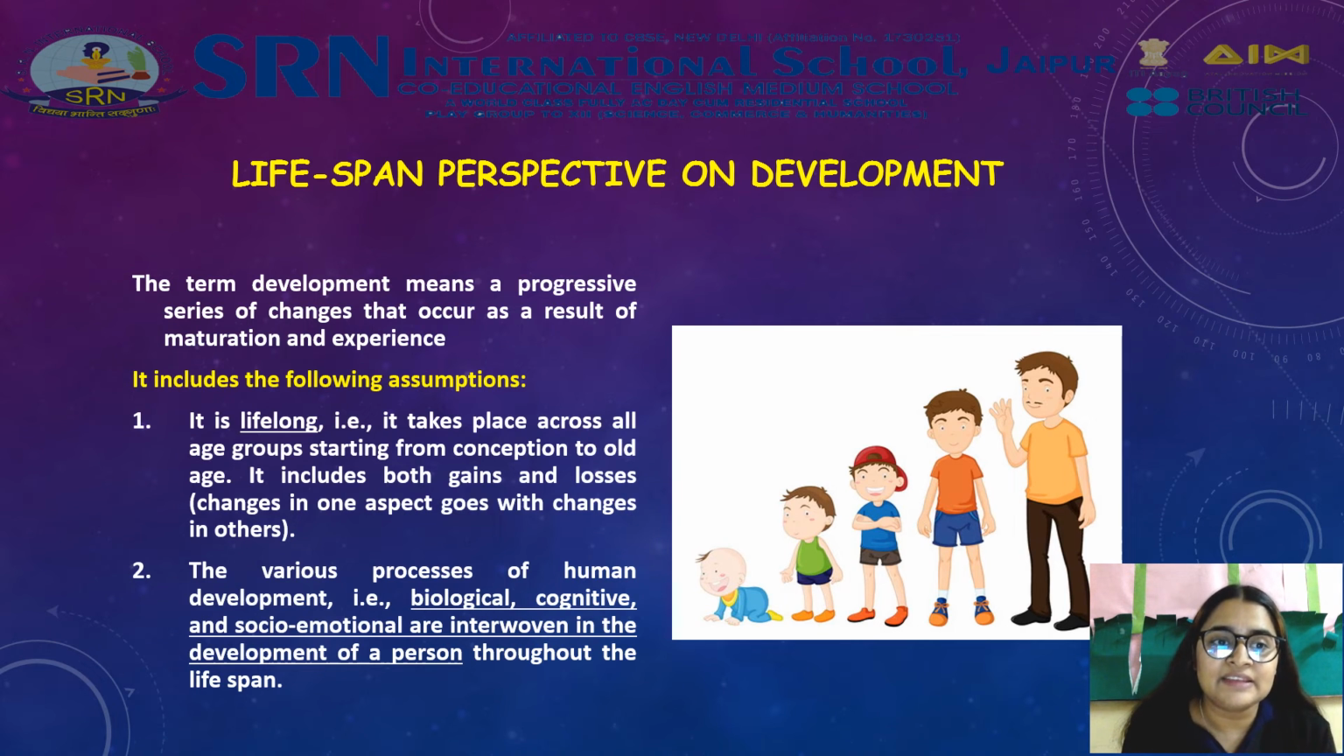That is, it takes in all age groups, starting from conception to old age. It includes both gains and losses. Change in one aspect goes with changes in others. The various processes of human development, that is biological, cognitive, and socio-emotional, are interwoven in the development of a person throughout the lifespan. So basically, it's a lifelong process, and it takes place from the day we are conceived till the day we die. And if there is a change in one aspect, then you can see the change in the others too.